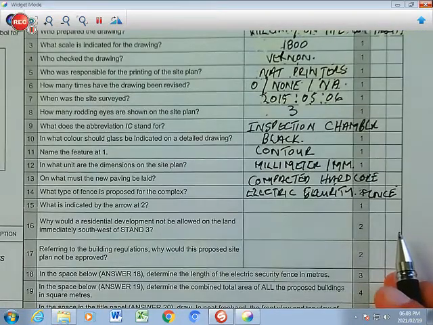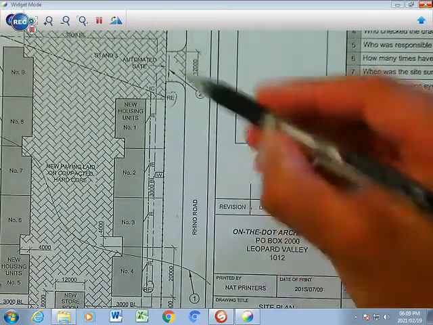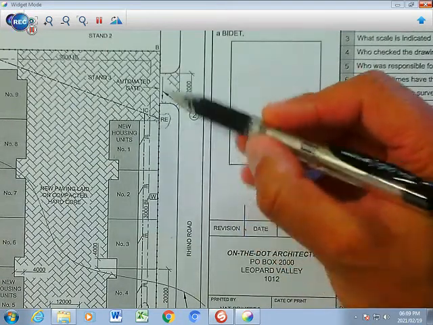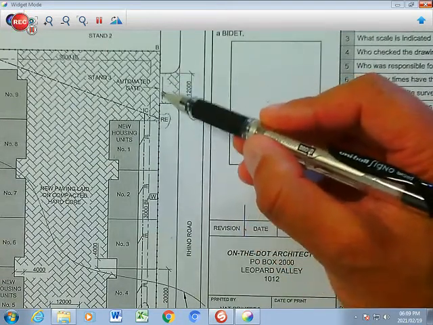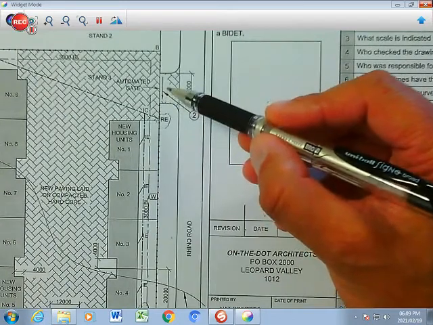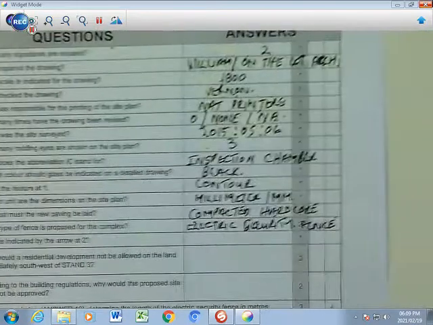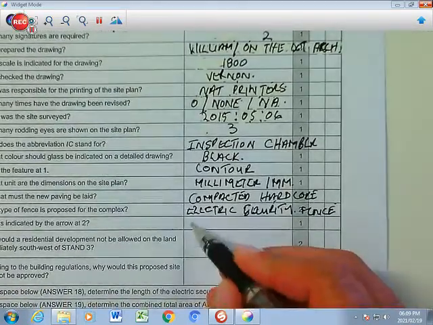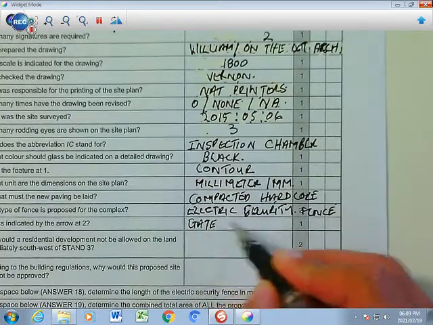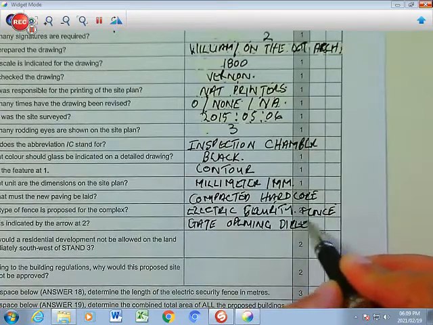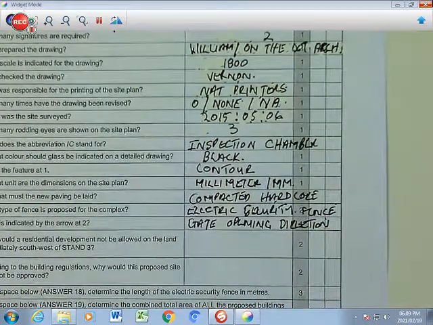Apologies for my handwriting. What is indicated by the arrow at 2? So we're going to look at 2. That refers to that arrow there, and that's on the boundary, so that must be a gate, right? That's going to be there, but the arrow shows the gate opening direction. Very important, not just the gate opening, but the gate opening direction. Emphasis on direction of the opening of the gate.